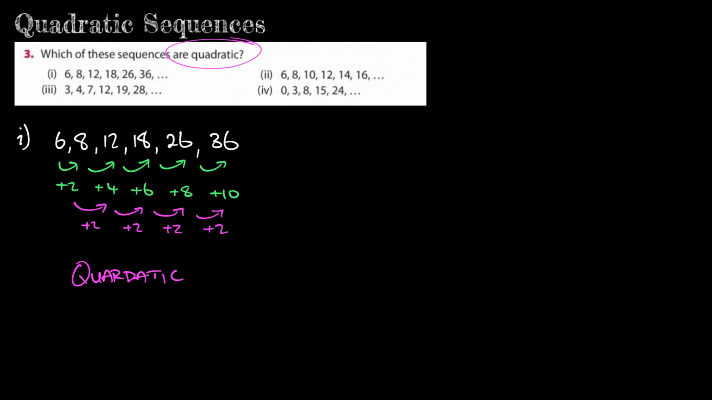So part 2. The sequence for part 2 was 6, 8, 10, 12, 14, and 16. Now, I need to look at that. I want to find out, is this quadratic? To find out if this is quadratic, if it's quadratic, the second difference will be constant. So I'm going to have to find out what the second difference is. So we'll start off by getting the first difference.